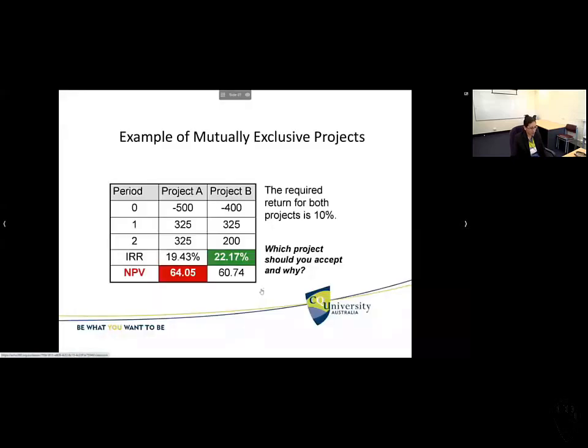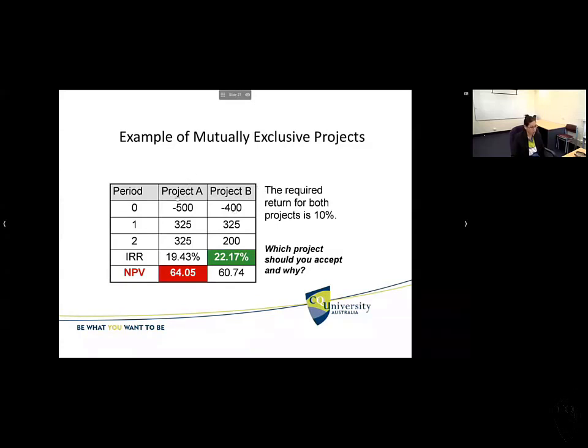Now, sometimes you can get conflicting results for mutually exclusive projects with internal rate of return. That's because the calculation of the internal rate of return relies on the timing as well as the pattern of cash flows, and it doesn't reflect the impact of decreasing cash flows over time, as demonstrated in this little example. Okay, so project A and project B are mutually exclusive.